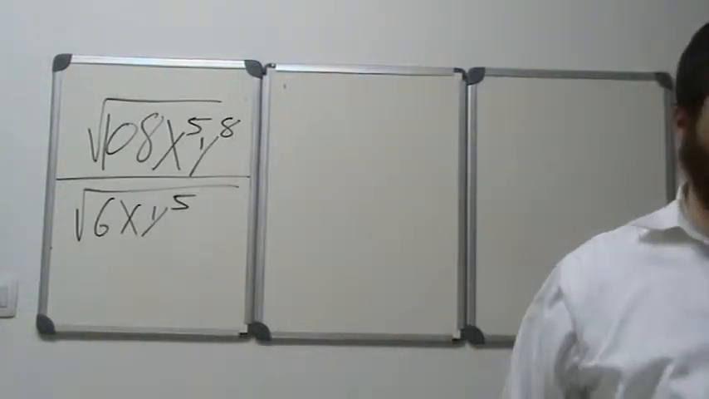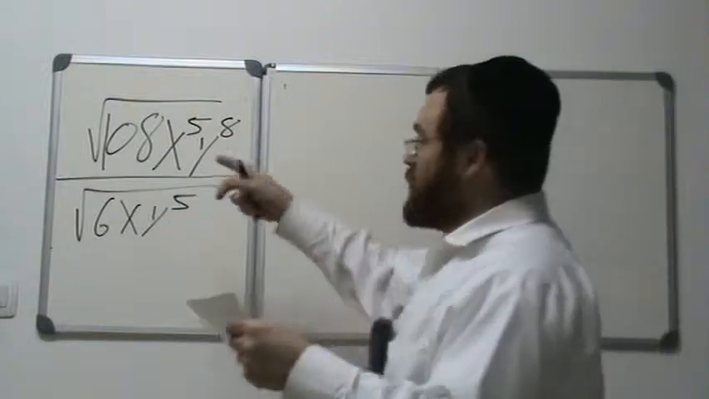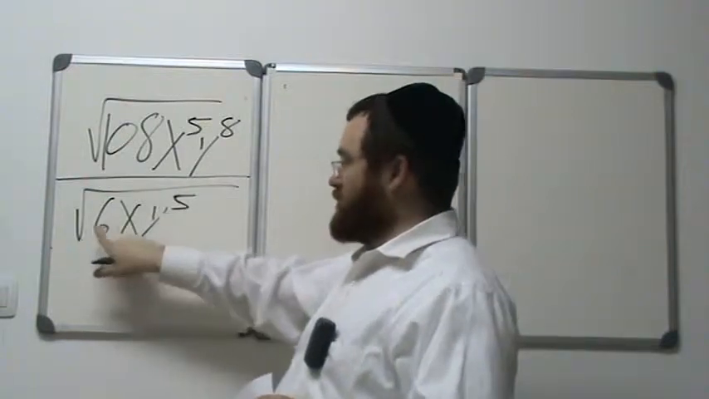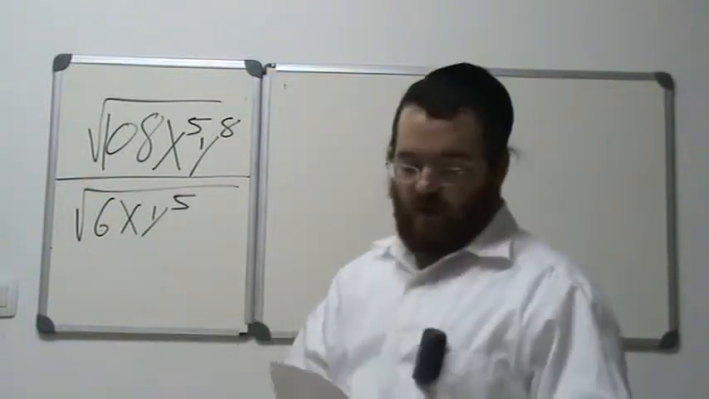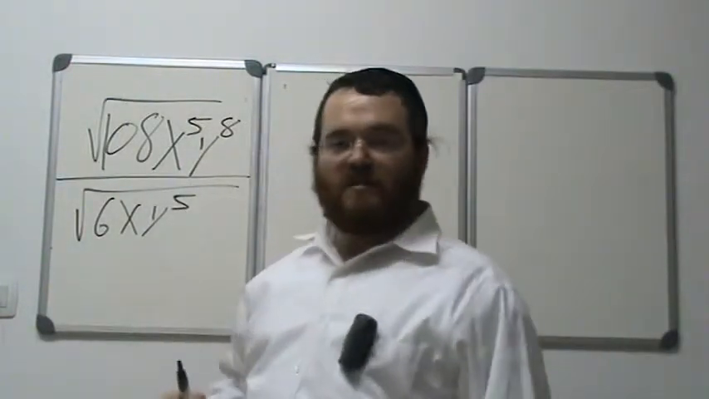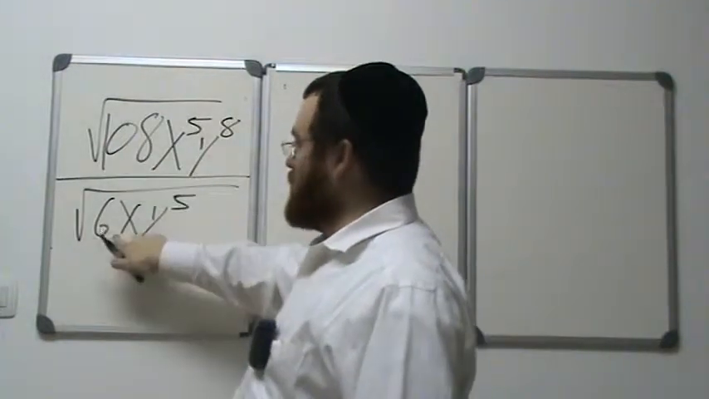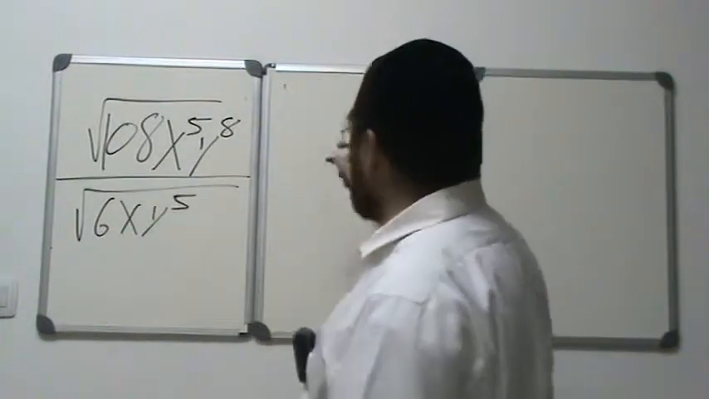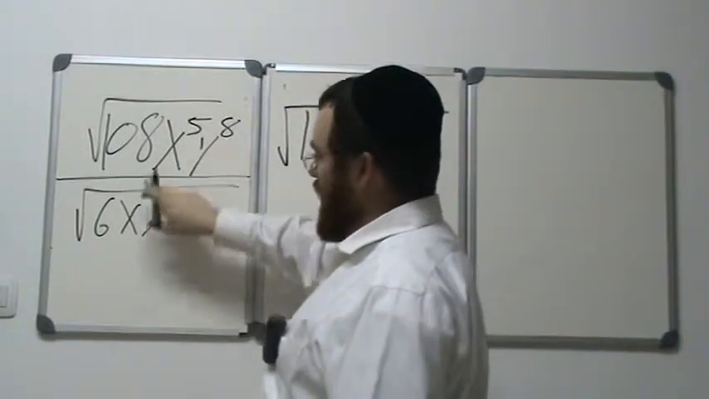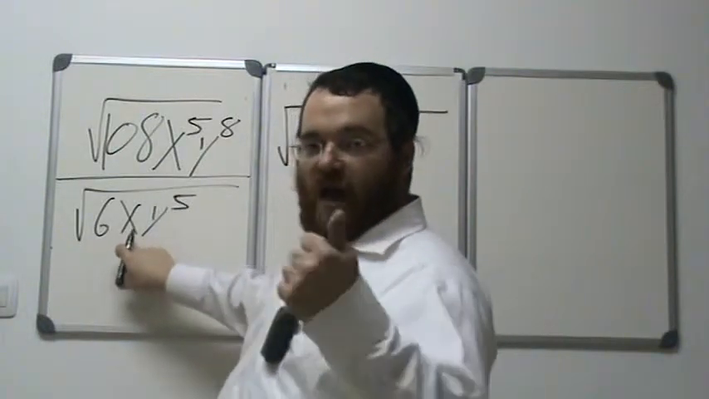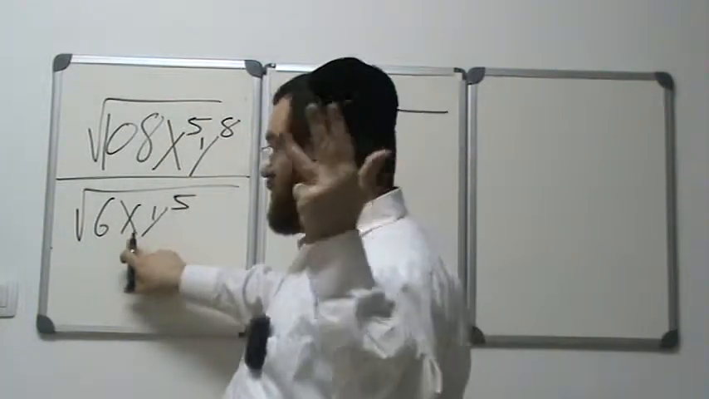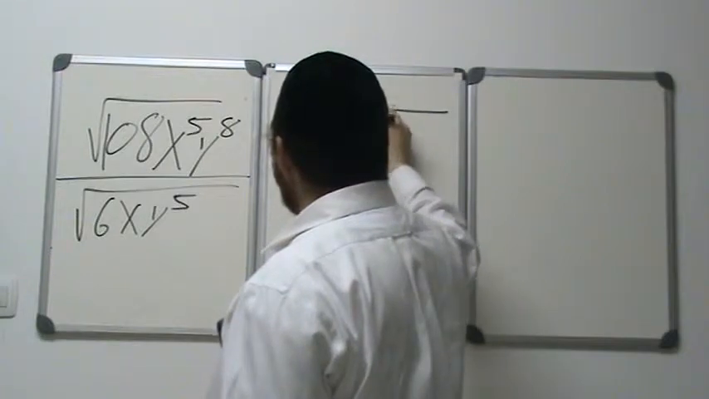Question 33. Express radical 108 x to the 5th power y to the 8th power over radical 6 x y to the 5th power. The first thing you have to do is, they are like terms, they're both under the radical sign, so you could divide them. So 108 divided by 6 is equal to 18. So you have radical 18. And x to the 5th power divided by x, it's x times x times x times x times x divided by an x. So you have x to the 4th power left.